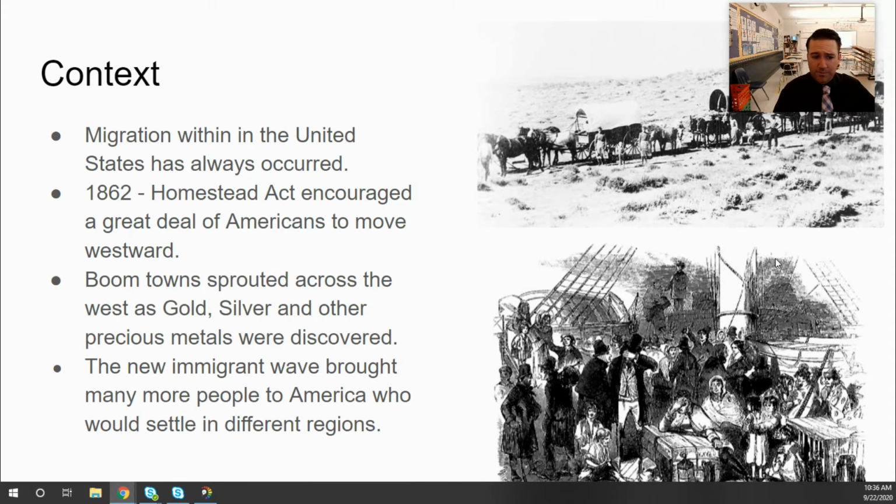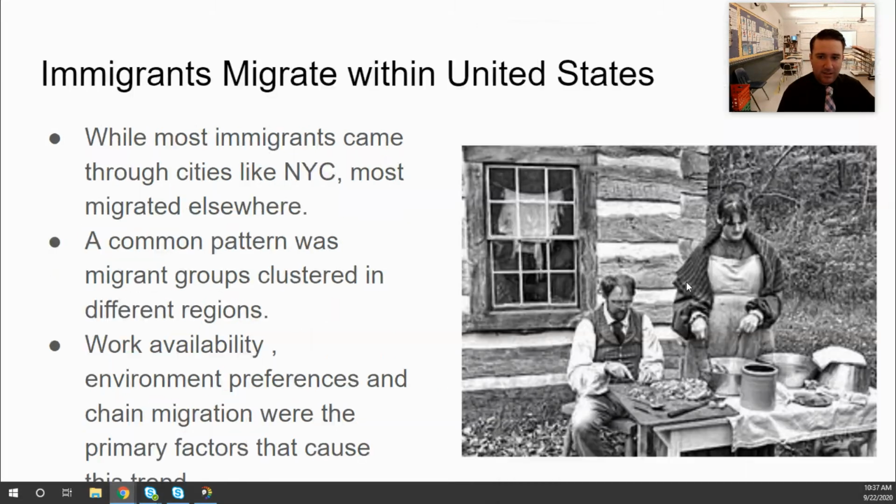So new immigrant groups also are coming in waves. And not only are they settling into the United States in the cities, but they're also moving to different regions of the United States as well. And similar to how they cluster in the cities, you'll see a clustering of certain groups in certain parts of the country, as they settle across the vast land that is the United States. So while most of the immigrants are coming in through cities such as New York City, like Ellis Island, most of them are migrating elsewhere.